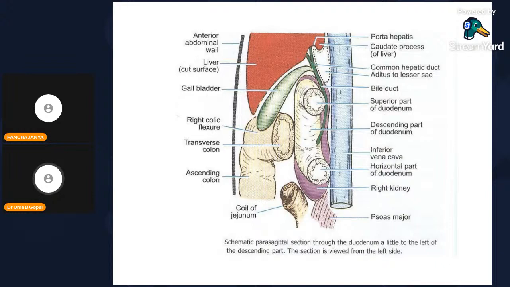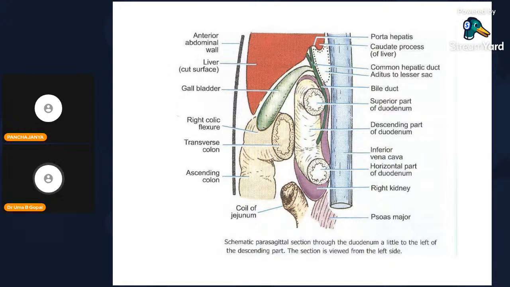Here you can see the relations. Okay. See the ascending colon, hepatic flexure of colon, gallbladder, pancreas, anterior abdominal wall, then posteriorly the inferior vena cava. You can see the superior part of duodenum, second part of the duodenum, third part of the duodenum, their relations, coils of jejunum, psoas major muscle, okay, right kidney, the purple colored thing is the right kidney. You can see the bile duct passing here, and this is the aditus to the lesser sac, the epiploic foramen.